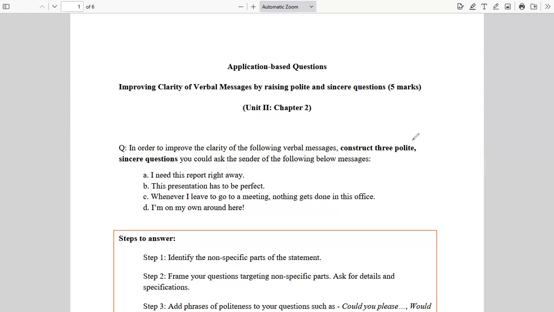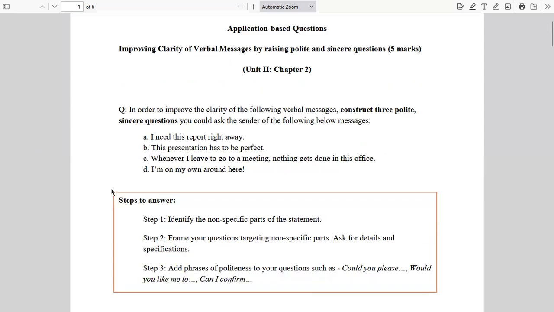Essentially, you will have statements given here that you can see. There will be one question containing 5 statements. For each statement, you have to raise questions. Now, when we say raising questions, these questions have to fulfill two criteria. First, they have to be polite, and second, they have to be sincere questions. So if you pose random questions to these statements, you will lose marks.